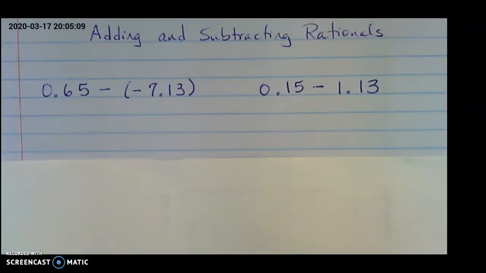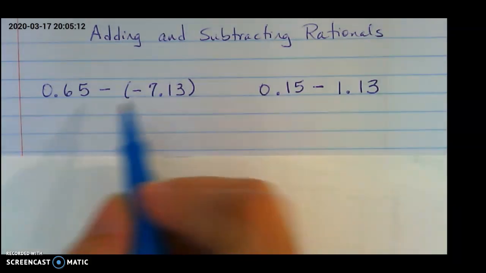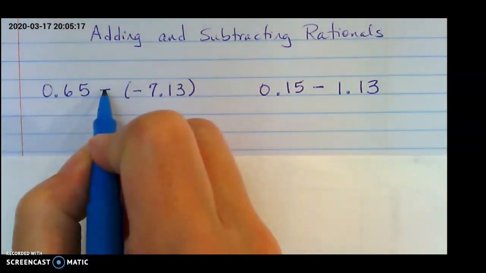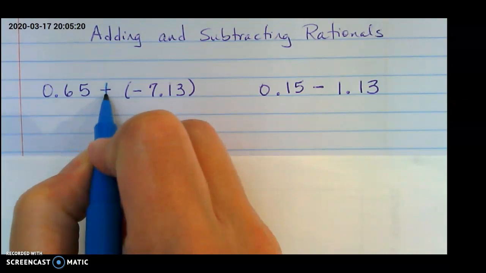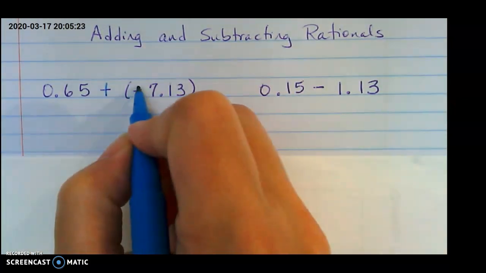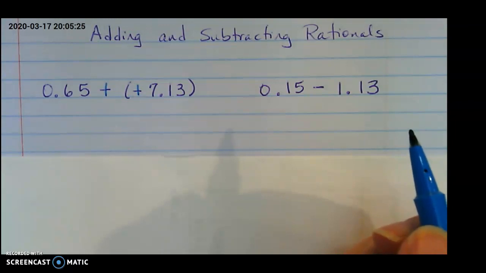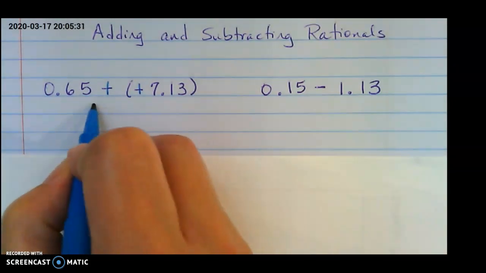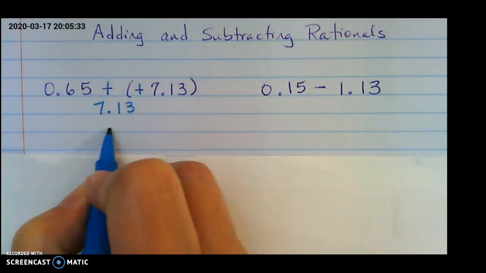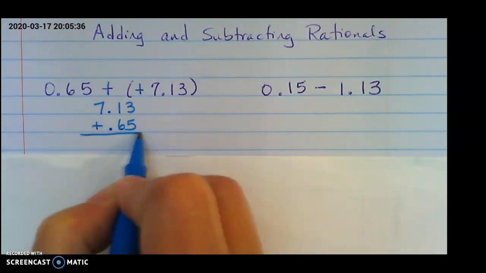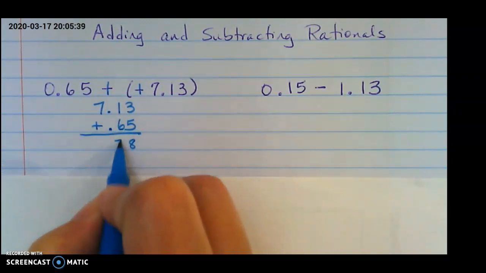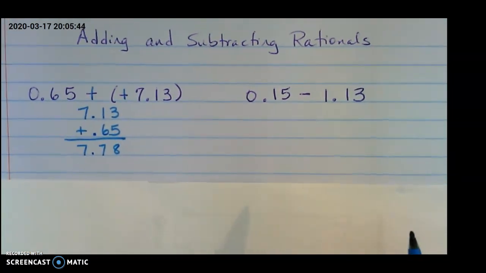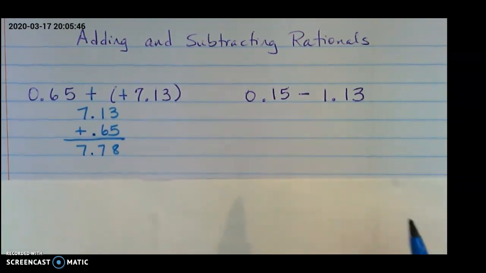So if I'm taking 0.65 and subtracting negative 7.13, our rule says that we can change the subtraction to addition and then change the sign of the second number. So now it turns into 0.65 plus a positive 7.13. Best practice is to line them up vertically so that we can add them together, and you get 7.78. So remember, when you're subtracting a negative, you're getting more positive.